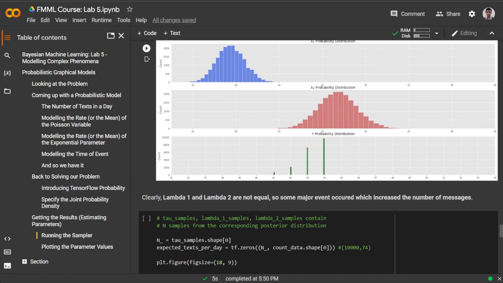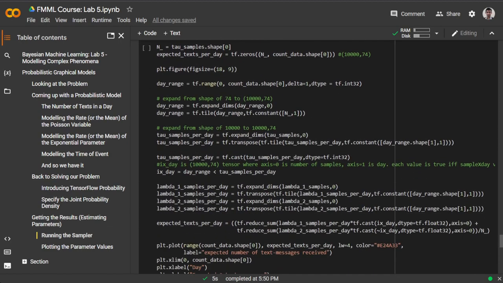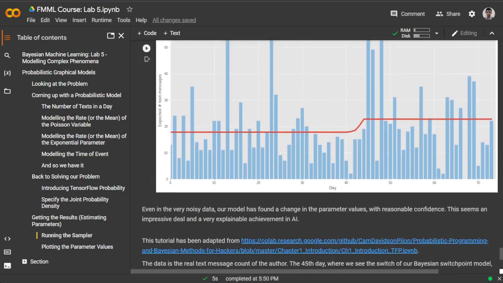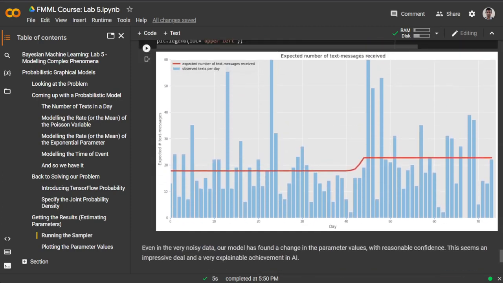And finally, we have the expected day of the switch being day number 44, with the probability of the switch on day number 43 being slightly lower and other days being significantly lower. So something happened on day 44 which increased the average number of messages by a significant amount. And if we plot the data, what we notice is that the average number of messages went up from somewhere around 18 to somewhere around 23. And day number 44 was the switch point.